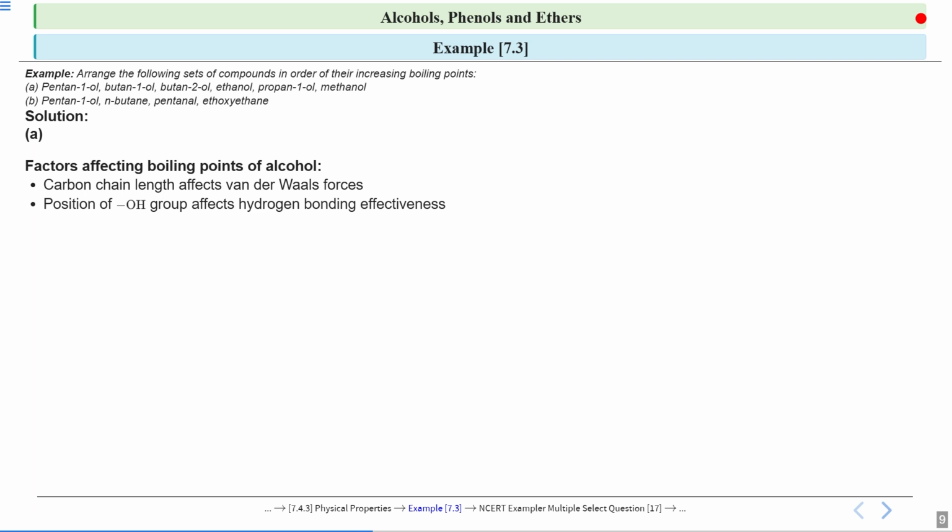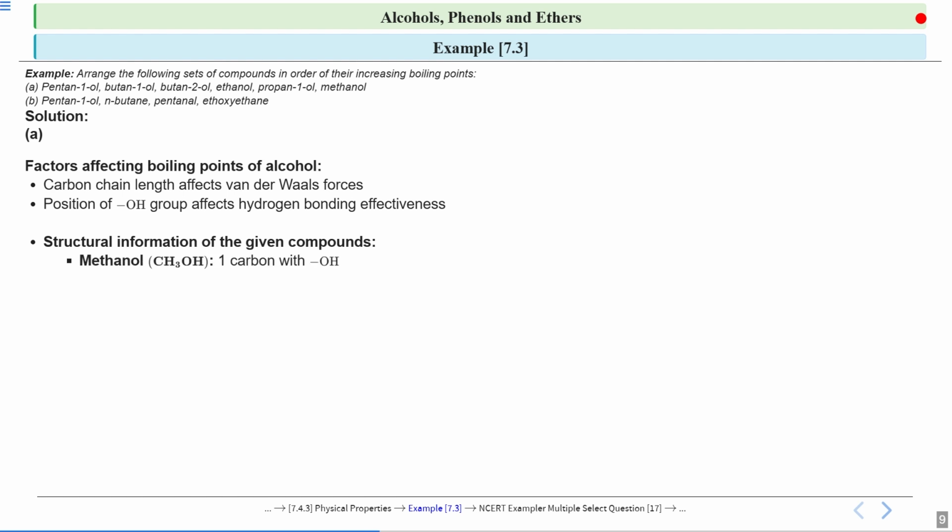Next is the position of the OH group. It affects the hydrogen bonding effectiveness. So the position at which the OH group is located in your compound affects your hydrogen bonding. Okay, so let us see the structural information of the given compounds.